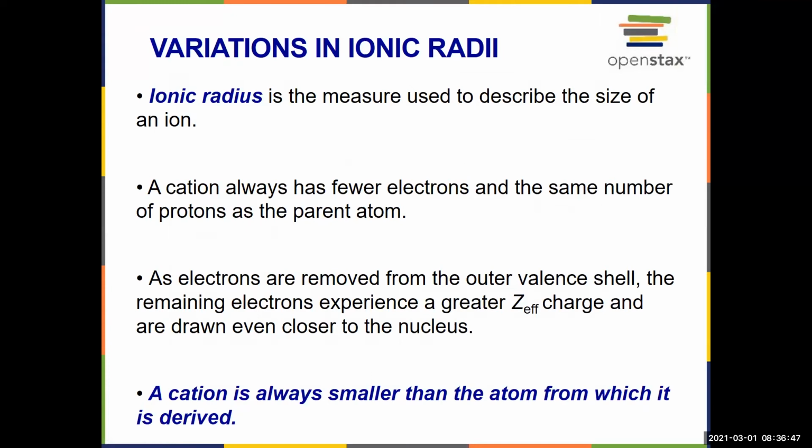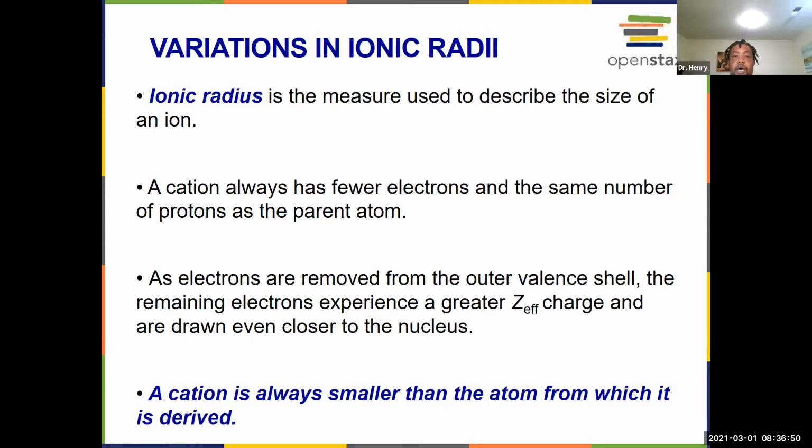Okay, so we've talked about ionic radius, which is basically described as the measurement used to determine the size of the ion. Now, this is where the Z effective charge is going to play a part. You're going to use that to determine whether you're going to be closer than the element itself. For instance, a cation has fewer electrons, but the same number of protons. So you would assume that the Z effective is going to be larger or smaller.